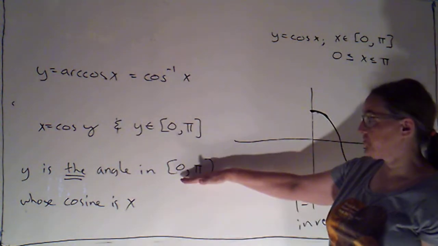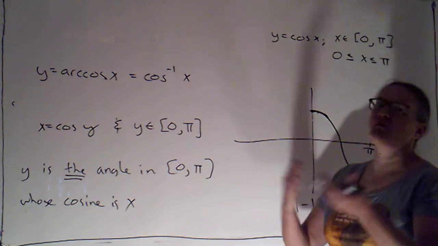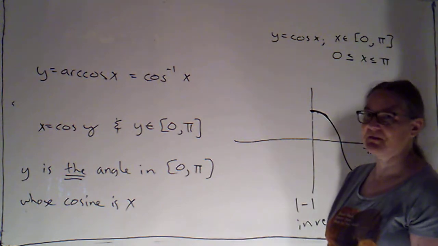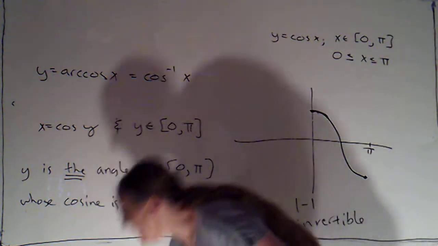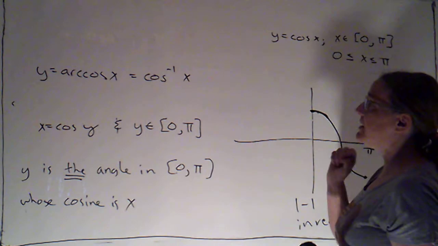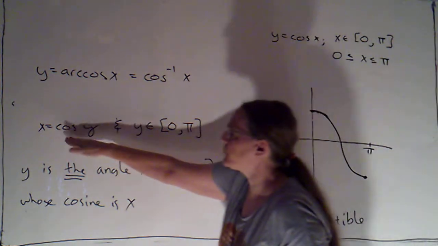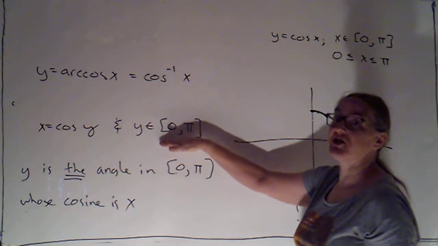If I didn't restrict the interval, and I said y is the angle whose cosine is x, well, there would be infinitely many of them. But there's only one in this interval. So I find when I'm working with inverse trig that it's much easier to rewrite things in terms of trig, but a lot of times people forget the restriction.